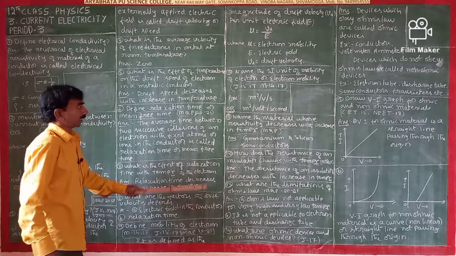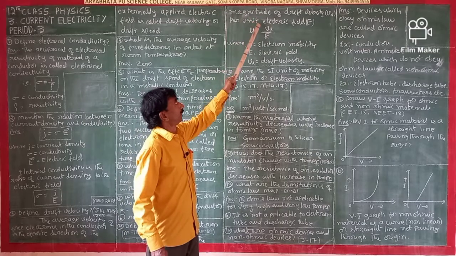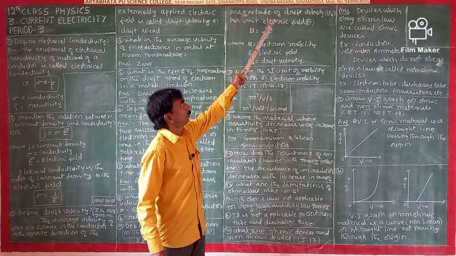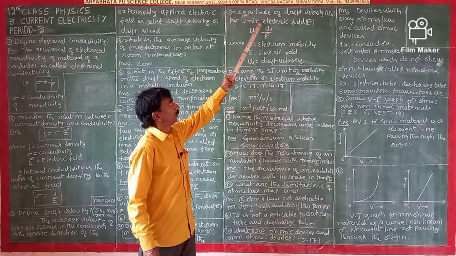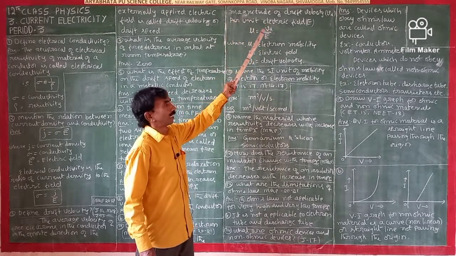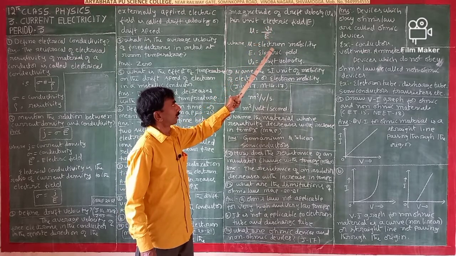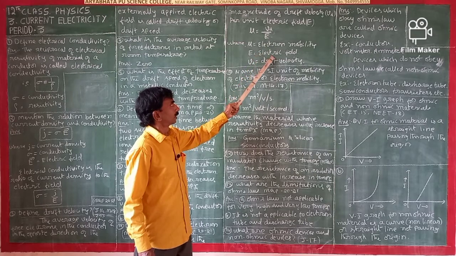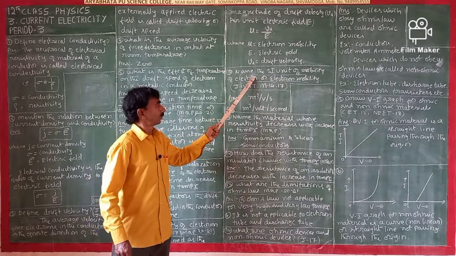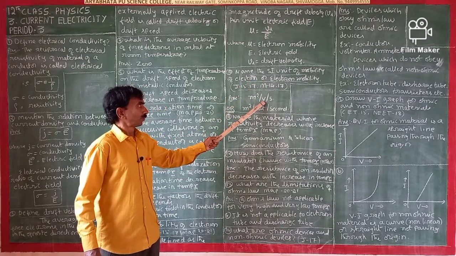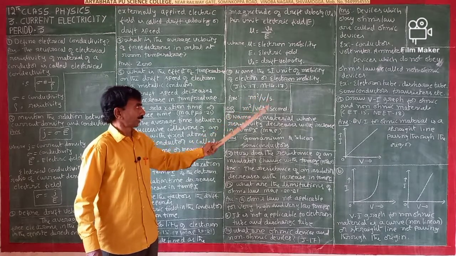Define mobility of the electron. It is defined as the magnitude of drift velocity per unit electric field. Mu is equal to Vd by E. Mu is equal to electron mobility, E is equal to electric field, Vd is equal to drift velocity. SI unit of mobility of electron: meter square per volt per second.